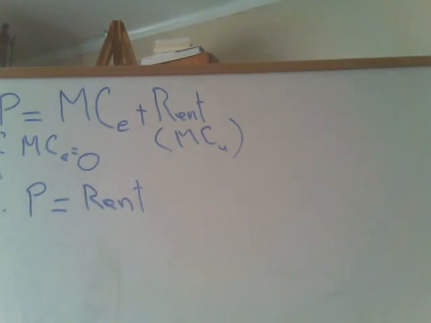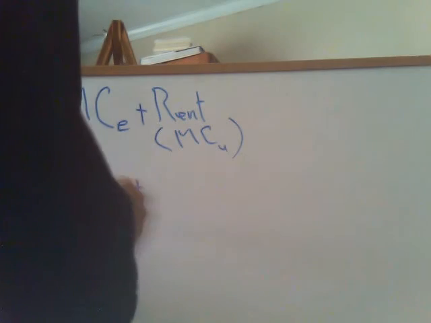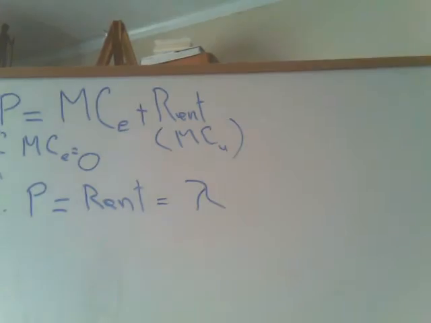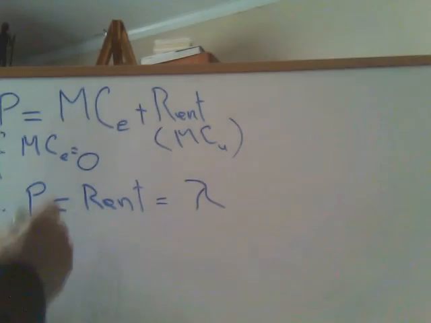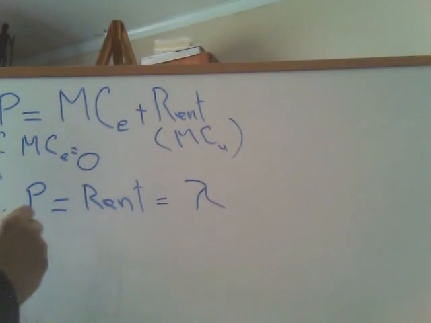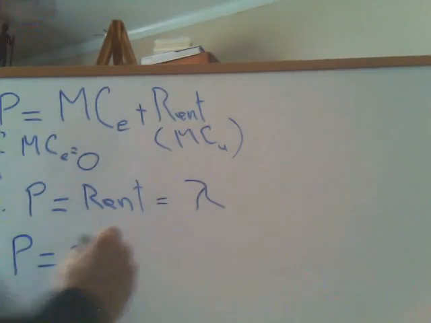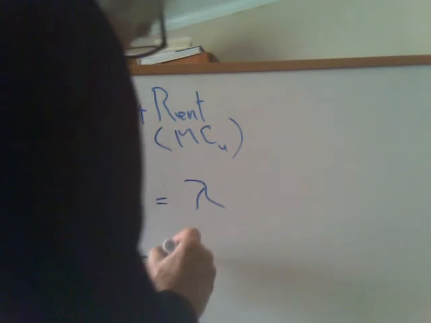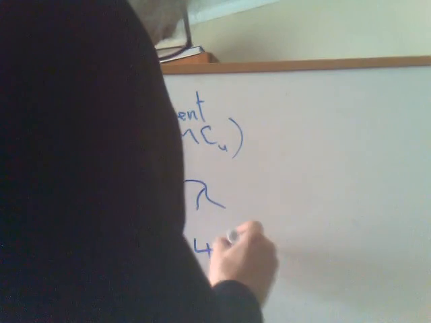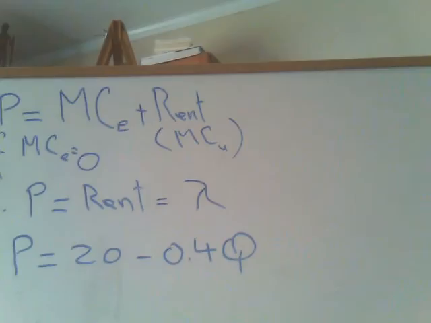Now, what we're going to assume, which is assumed in most problems, is that, mathematically that is, we call the rent lambda. So let me assume, for the sake of the argument, that I have a demand curve. And what did I assume over here? That the price is equal to 20 minus 0.4 Q.